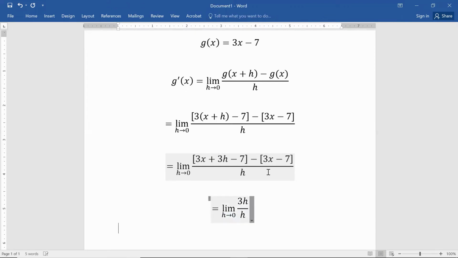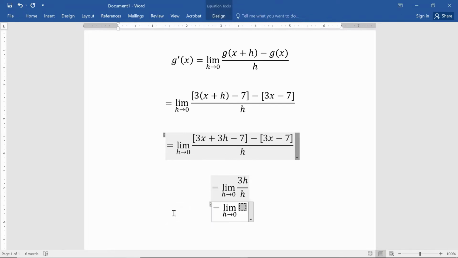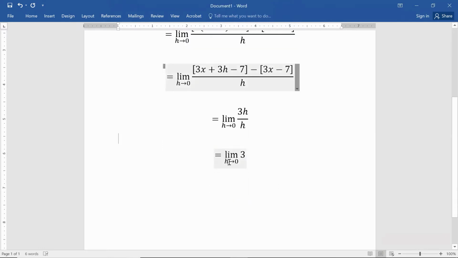Obviously, this is an indeterminate form, but we can simplify 3h over h pretty easy. That's just 3. Now, there's no variable to plug in there. So plugging in 0 into h, there's no h there. So the limit of a constant number is simply a constant number, and therefore we get 3. So the derivative of g at an arbitrary value of x is equal to 3.